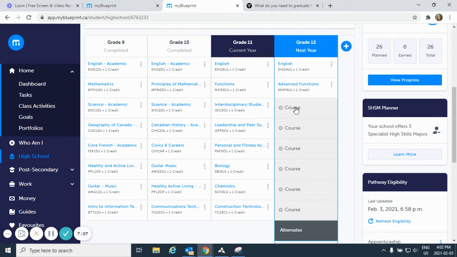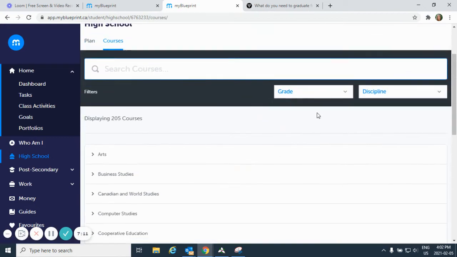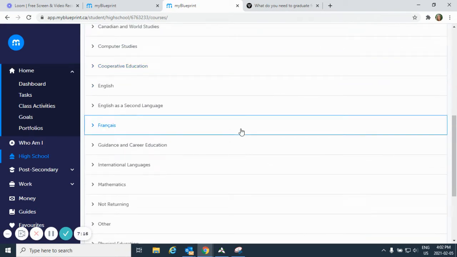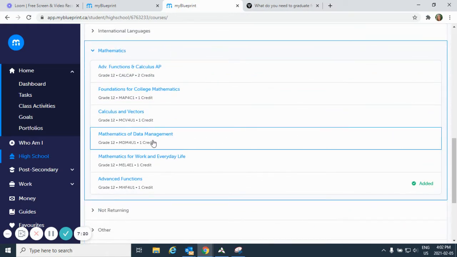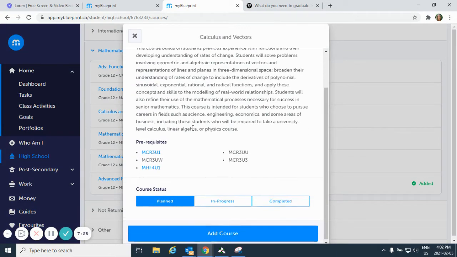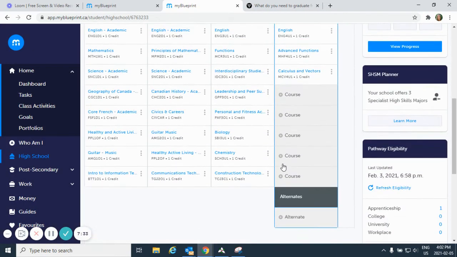Now, the programs that I'm considering at university also recommend that I have either data management or calculus. Let's check them out in that math folder. This is the data management math, but for my program, I think it's a good idea that I have calculus, so I'm going to add that to my plan. Now, I have 4 more courses that I'm going to choose.